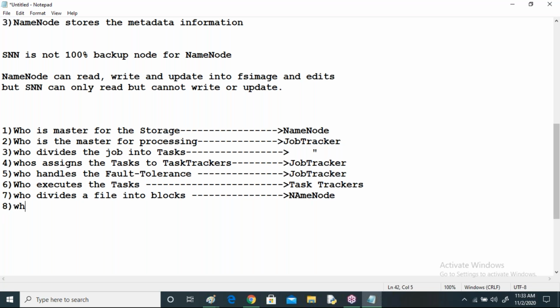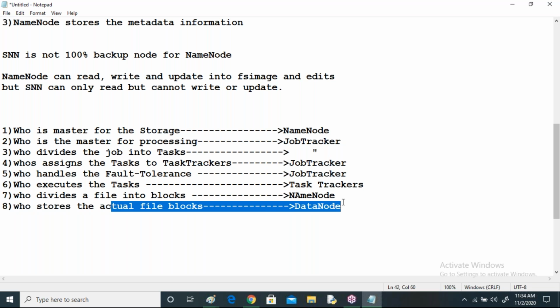Who stores the actual file blocks? Data node.